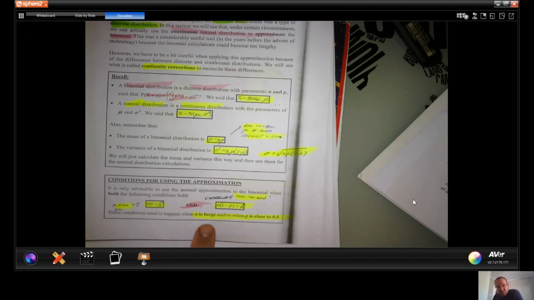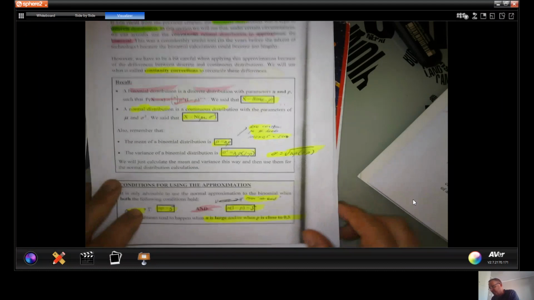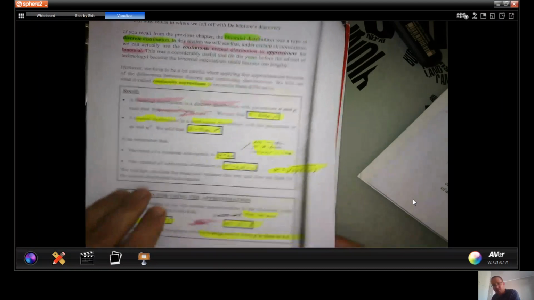You normally can use it if n is very large, no matter what the probability is, and when p is close to 0.5. So when your probability is around 0.5. Okay, let's have a look at page 192.